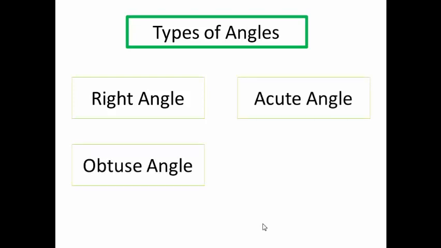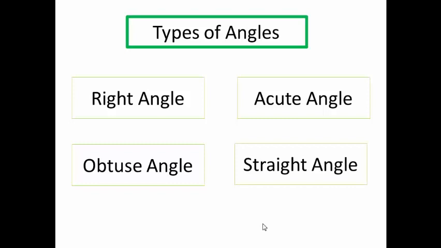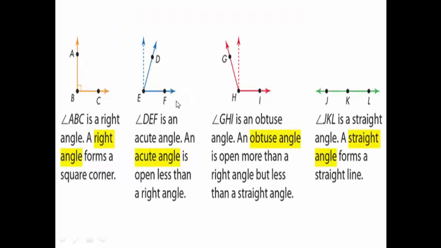We have obtuse angle, and we have a straight angle. We have 4 angles. Right angle, but this word right doesn't mean right or left directions. No, it's called right angle, and you understand what the right angle is. Acute angle, obtuse angle, straight angle. Here in your book, he puts the 4 angles, and the difference.